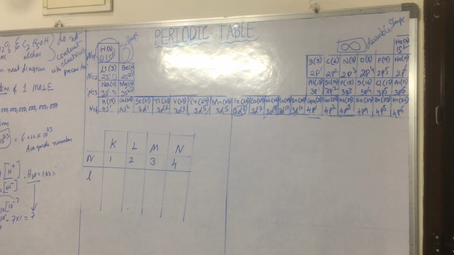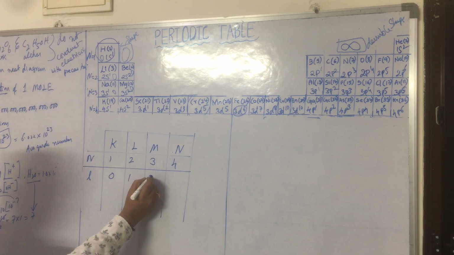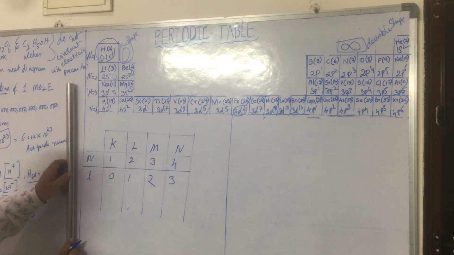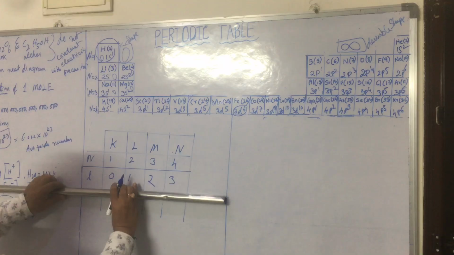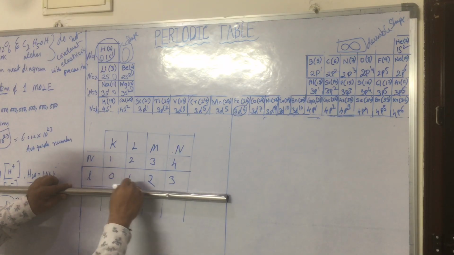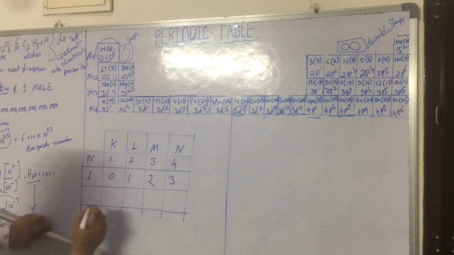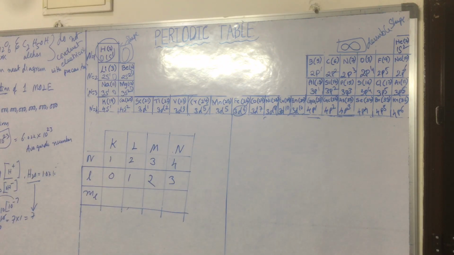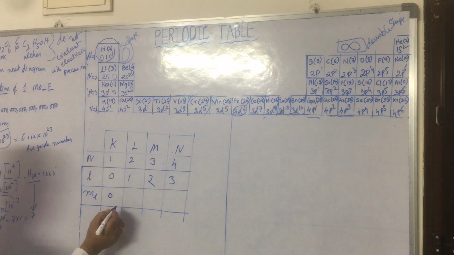Next, whole numbers. 0, 1, 2, 3. Next ML. You will have to write. Next to ML, what is that? ML, write down. If K is 0, then ML is also 0. That is the sphere group. 0. What is that for 1?